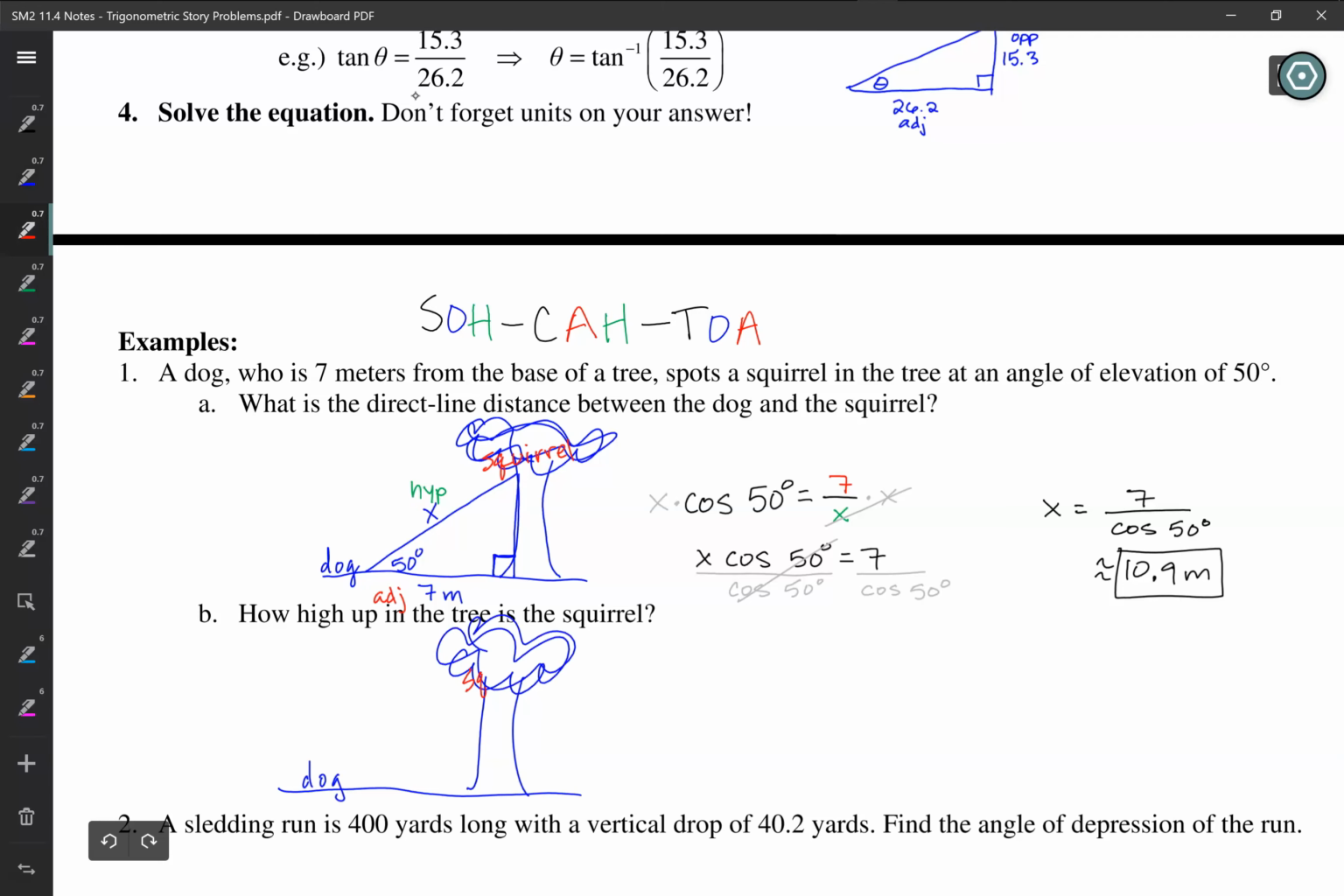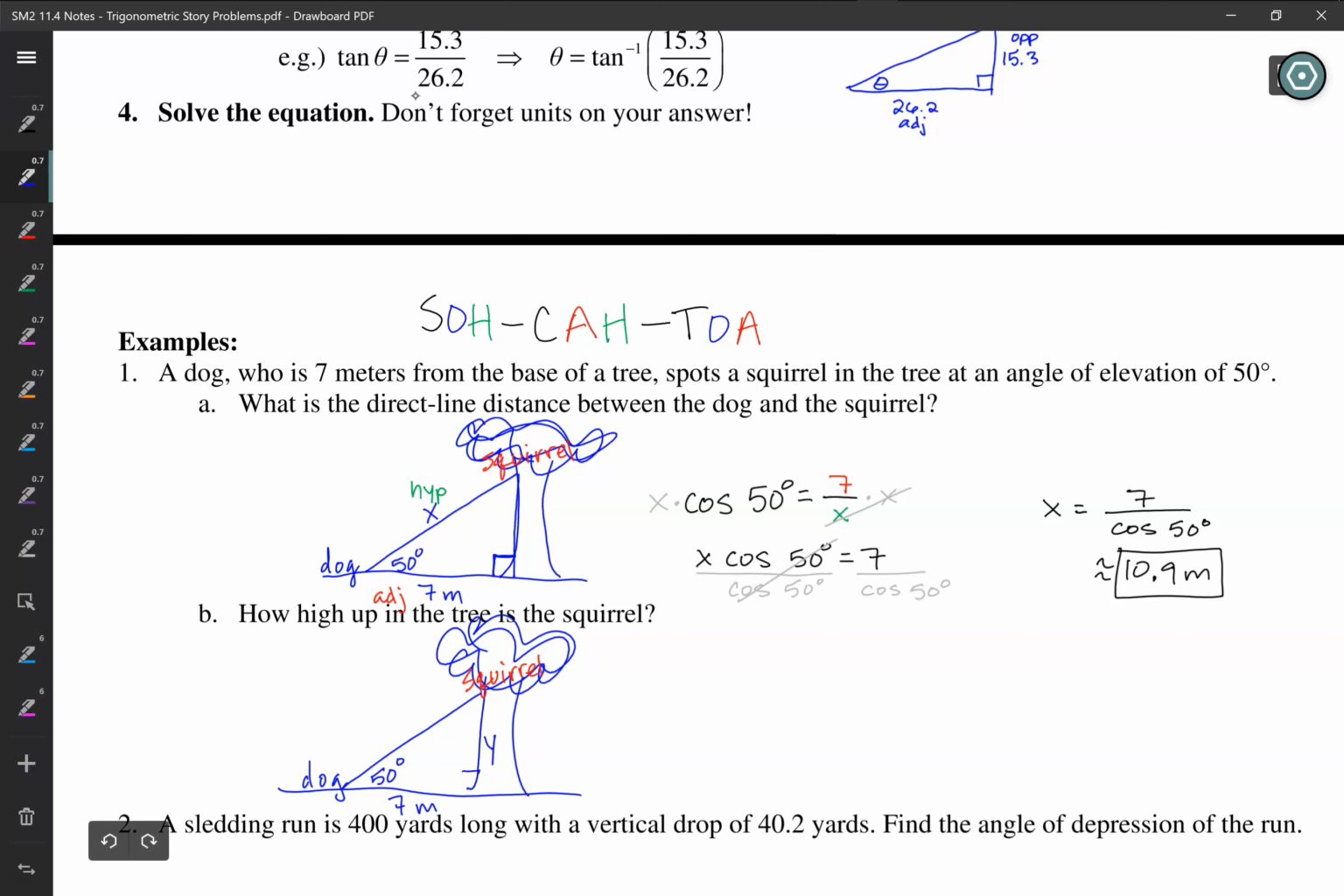Squirrel! So squirrel's up there. Dog is still 7 meters from the base of the tree, and I still have a 50-degree angle of elevation. But this time, instead of wanting to know how far the dog is from the squirrel, I want to know how high the squirrel is. So I'll call that y.